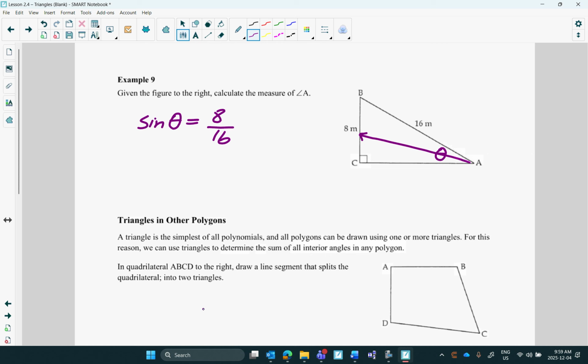Do you remember what to do now when we find a missing angle? We do the sine inverse, because I have to cancel out sine. Sine inverse cancels out sine. But that means I'm going to find the sine inverse of the right-hand side. So to figure out my angle, I'm going to do sine inverse of 8 divided by 16, which is going to get me 30 degrees exactly.